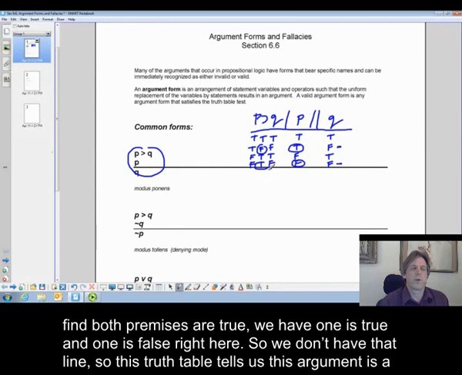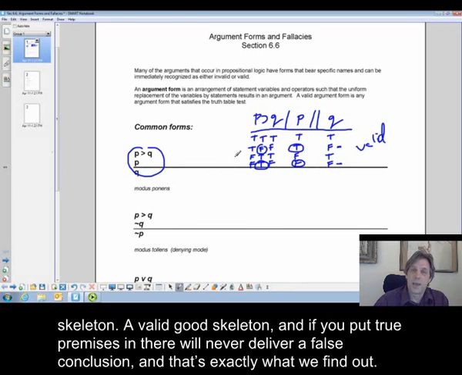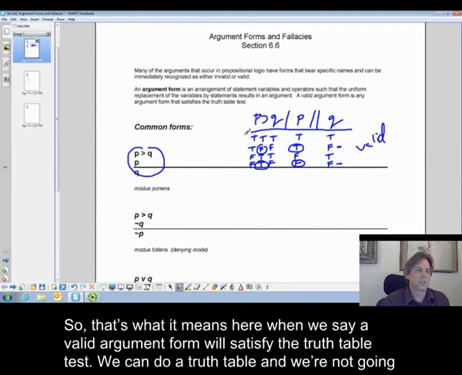So we don't have that line, so this truth table tells us this argument is a valid form because we can't find a row where the premises are true and the conclusion is false, which is what you would expect with a good skeleton. A valid good skeleton, if you put true premises in there, will never deliver a false conclusion, and that's exactly what we find out.